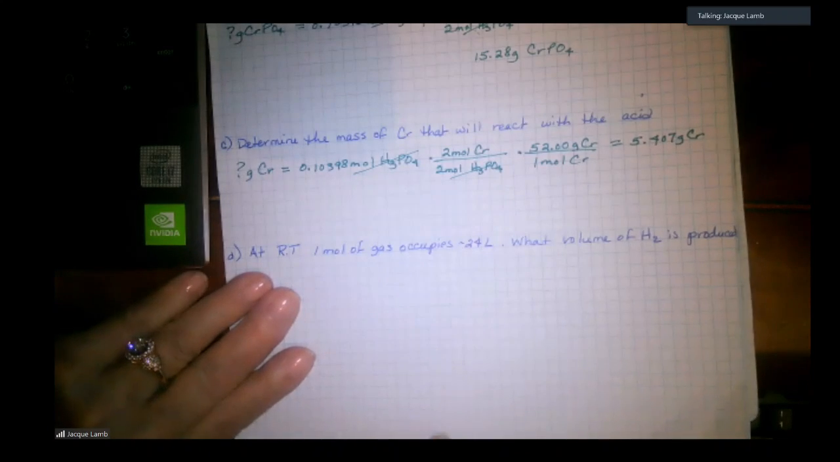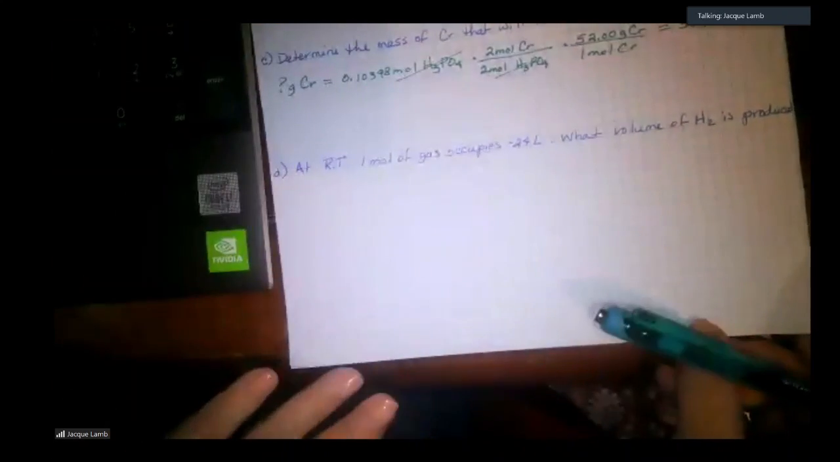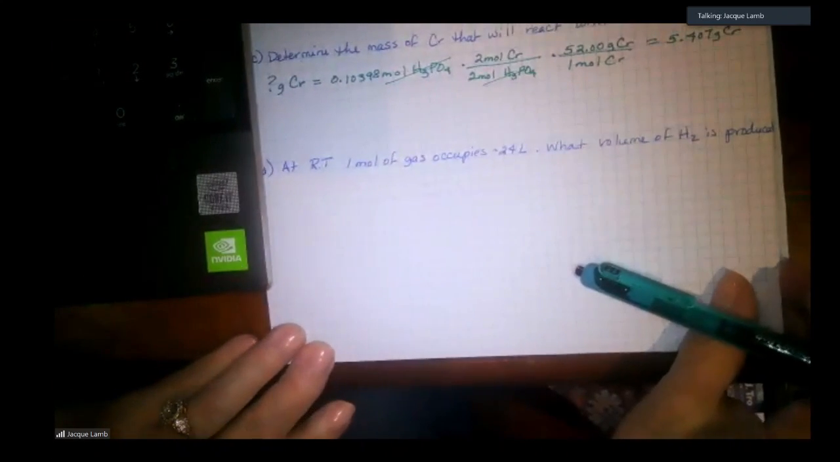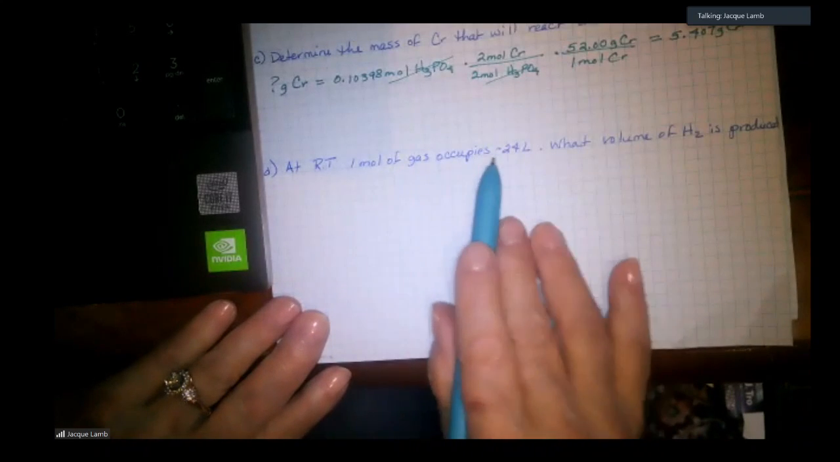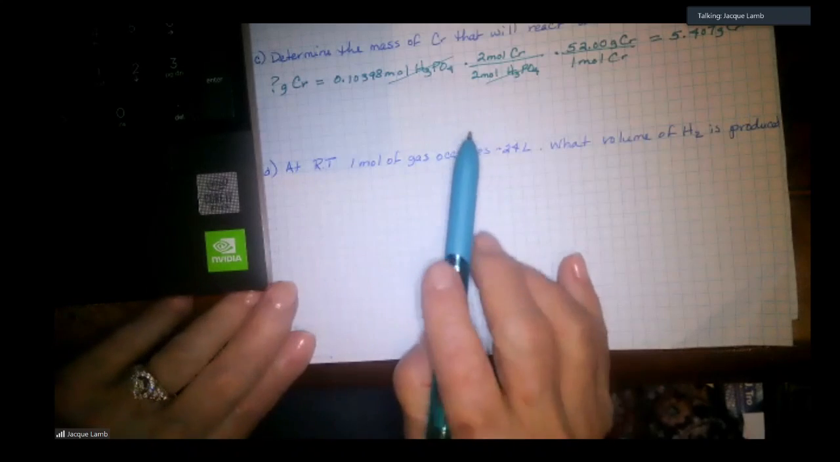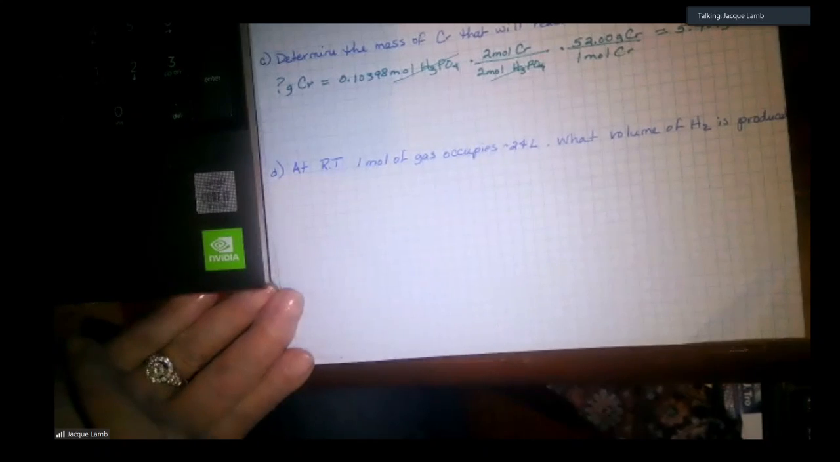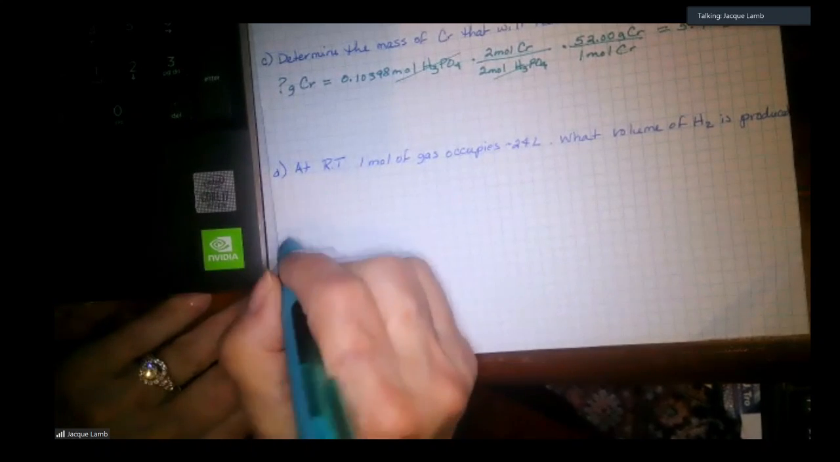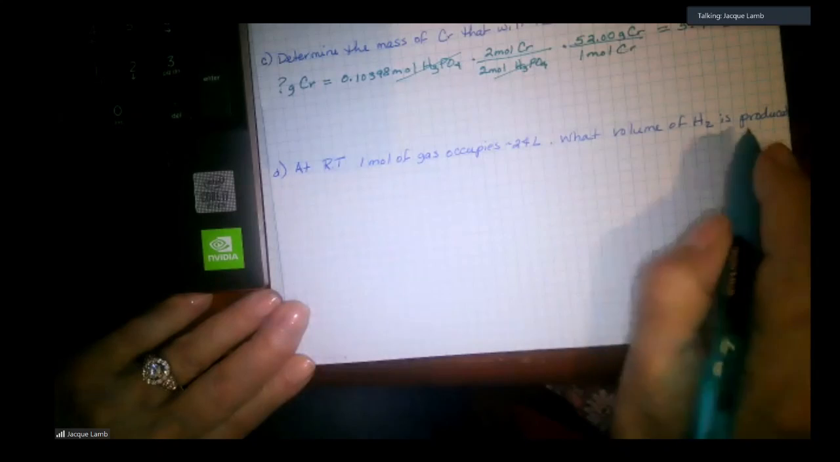Now, the last question is a little bit different. We said that we could use density to get volume or something like that. In this case, this is a relationship. We're going to do gases next chapter, but this is a relationship that you could calculate once you've learned a little bit about gases. But the question is, what volume of hydrogen is produced?